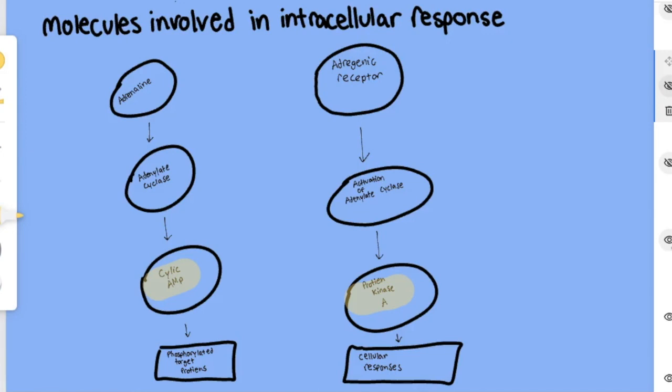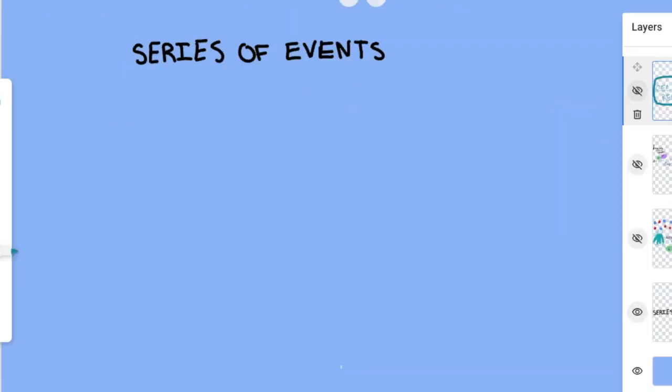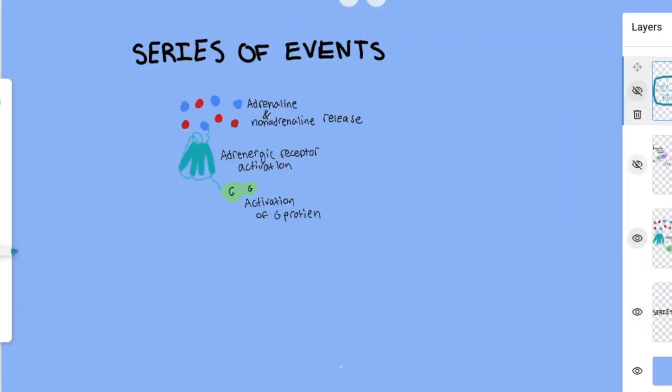Protein kinase phosphorylates specific target proteins inside the cell. These phosphorylated proteins can then trigger various cellular responses, such as increased heart rate and release of glucose from the liver. What is the sequence of events in the adrenaline signaling pathway?